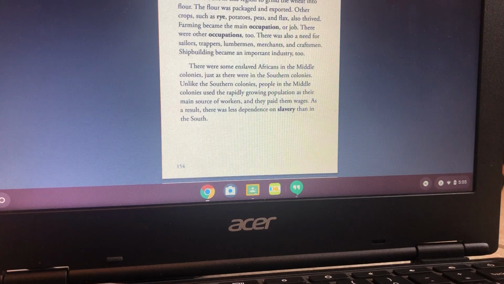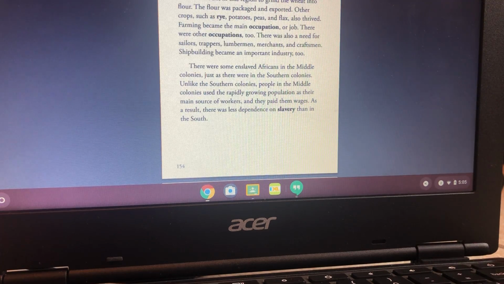Other crops such as rye, potatoes, peas, and flax also thrived. Farming became the main occupation or job. There were other occupations too. There was also a need for sailors, trappers, lumbermen, merchants, and craftsmen. Shipbuilding became an important industry too.